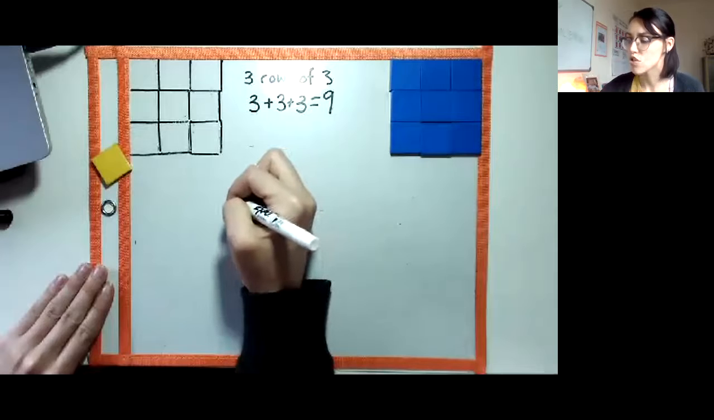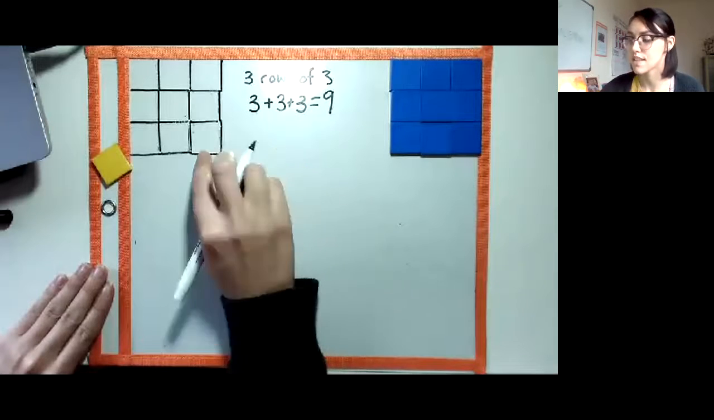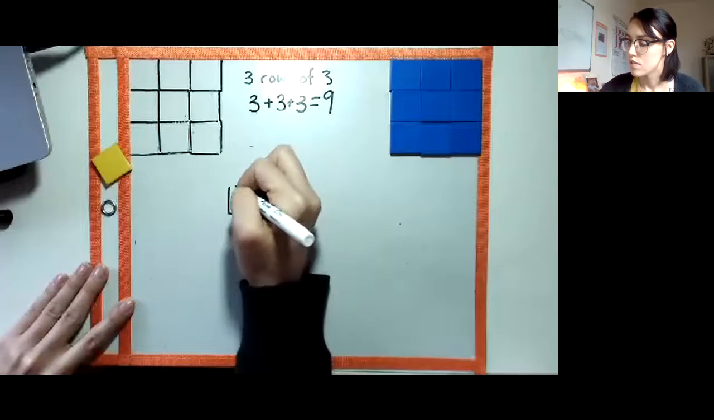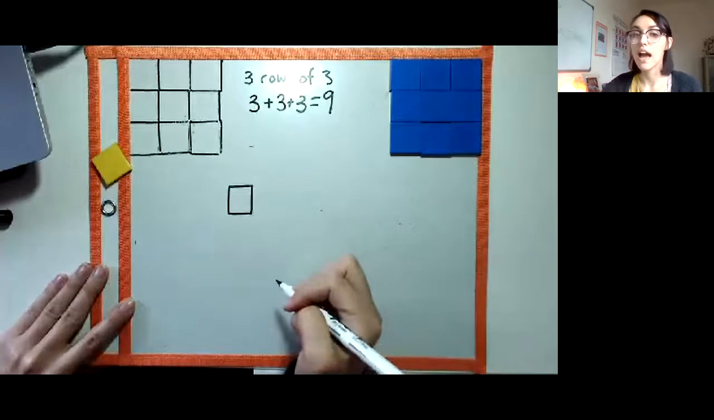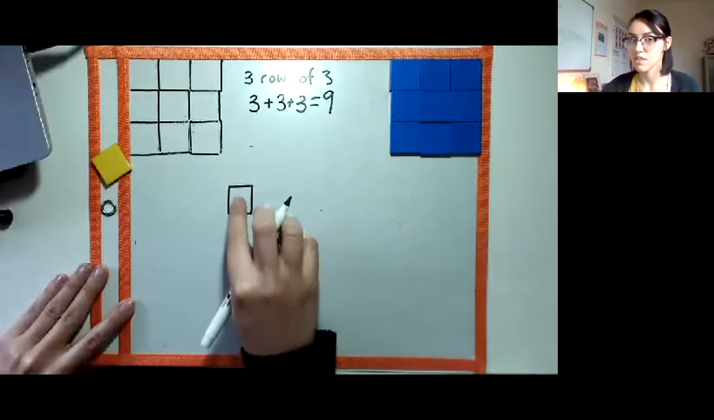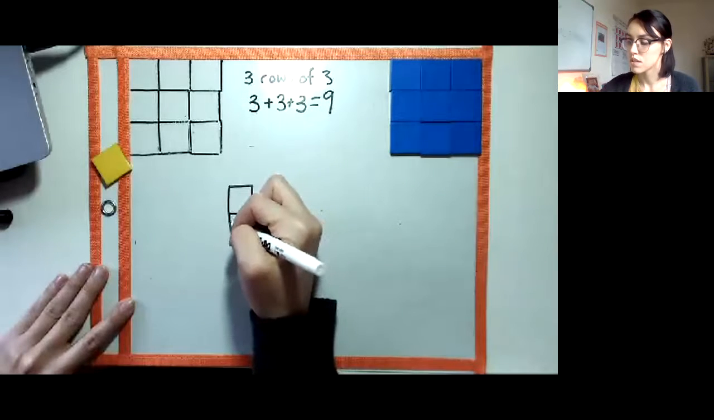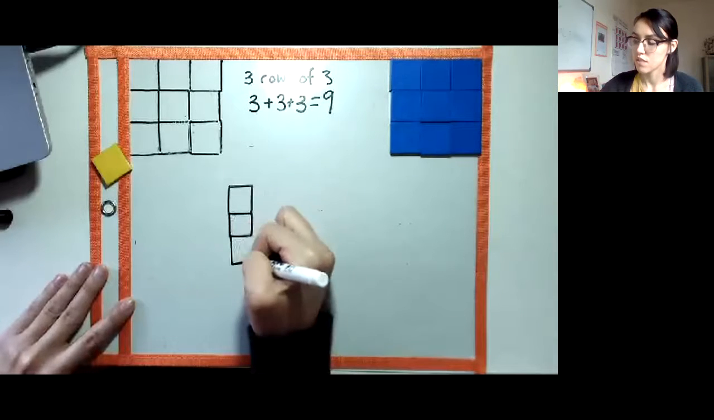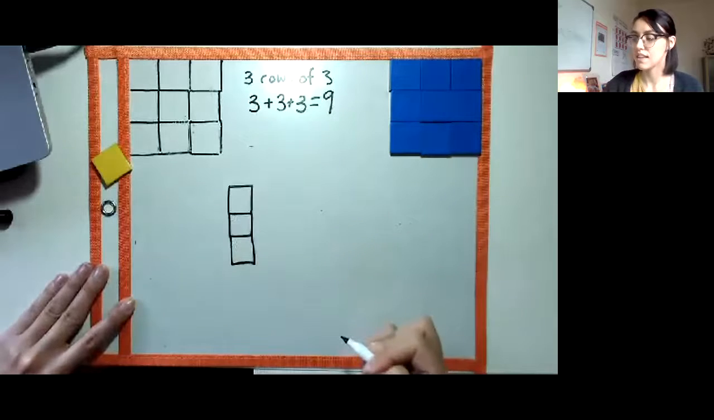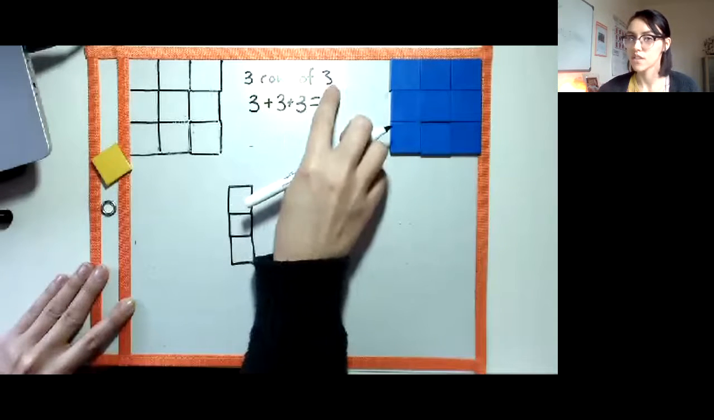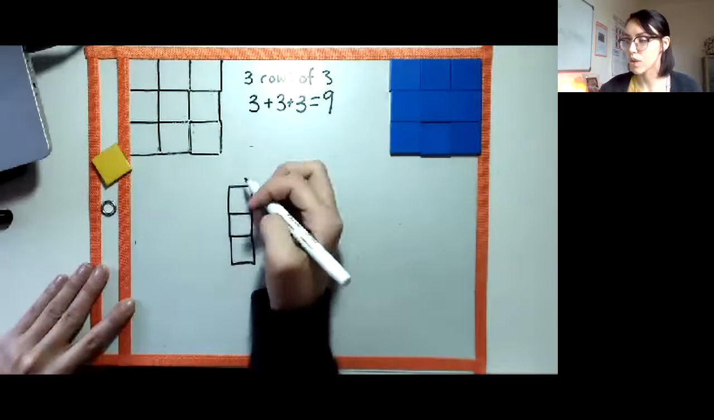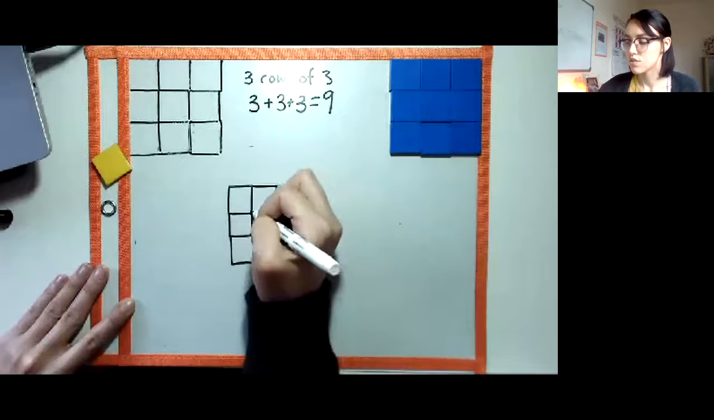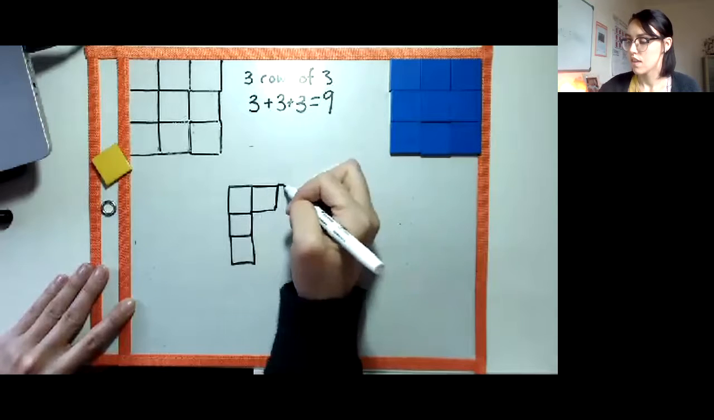So you would start, let's try to keep our picture about the same size, okay? So I'm gonna do a square. There we go. So I know that I'm gonna have 3 rows. So there's the start of 1 row, 2 rows, 3 rows. And there are 3 rows of 3. So I know that I should have 3 squares in each row. There's 1, 2, 3.